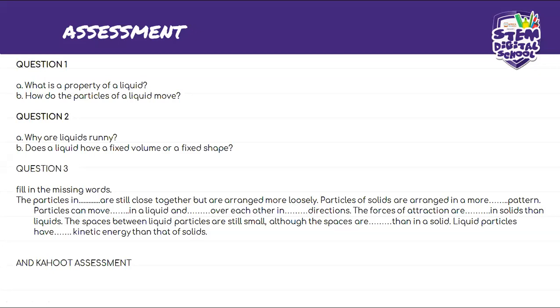Question 1A is asking what is the property of a liquid? Question 2 is asking how do the particles of a liquid move? And question 2A, why are liquids running? Does a liquid have a fixed volume or a fixed shape? All right.